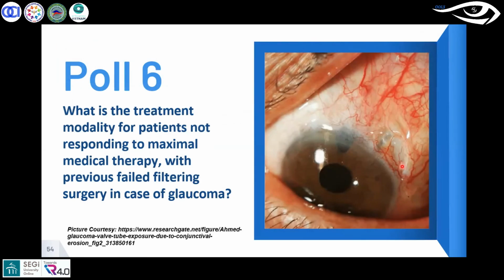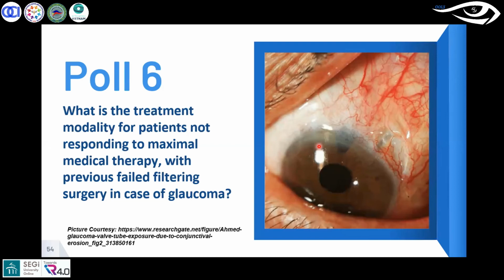And we've come to the last poll and almost the end of the presentation. So, what is the treatment modality for patients who are not responding to maximal medical therapy and who also have failed filtering surgery? By filtering surgery, I mean trabeculectomy in case of glaucoma. Yep, 50%, almost half of them think argon laser trabeculoplasty would be an option for this kind of patient. The rest, 33%, think valve implant, whereas 17% think sclerotomy.